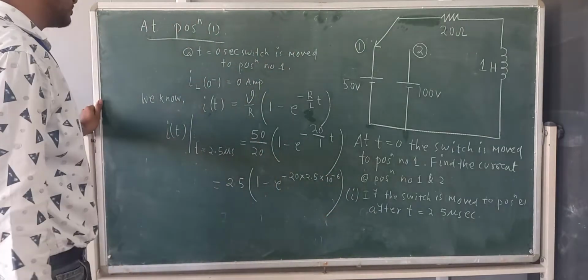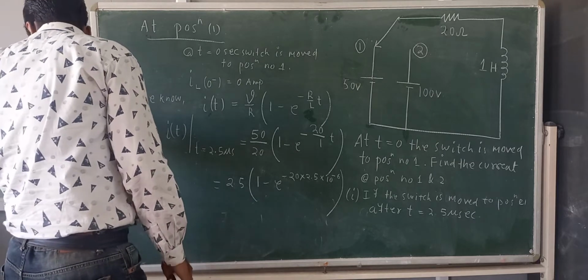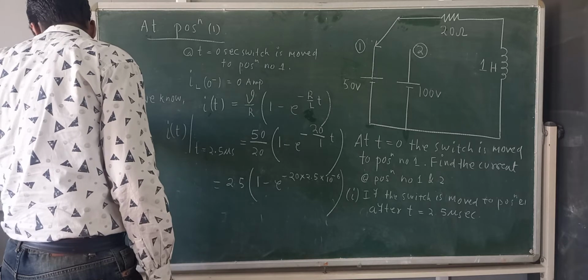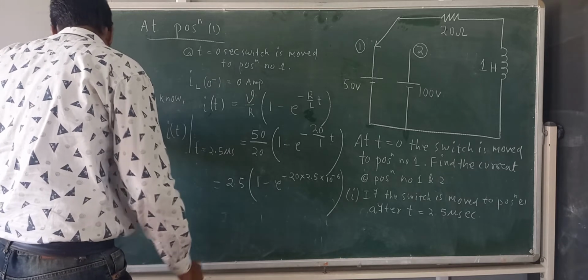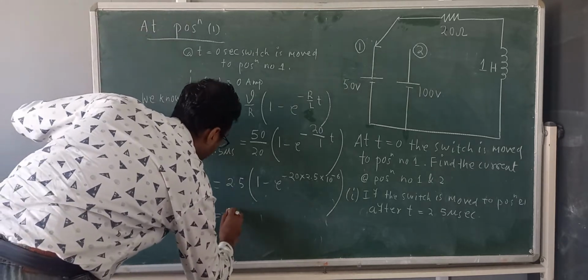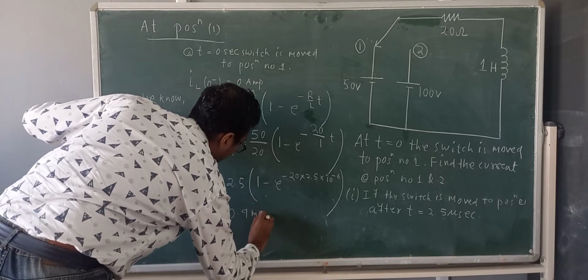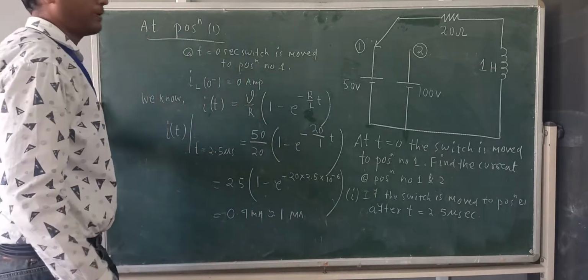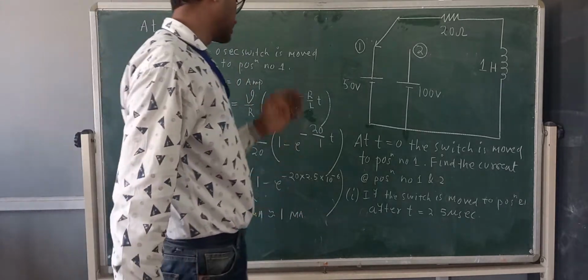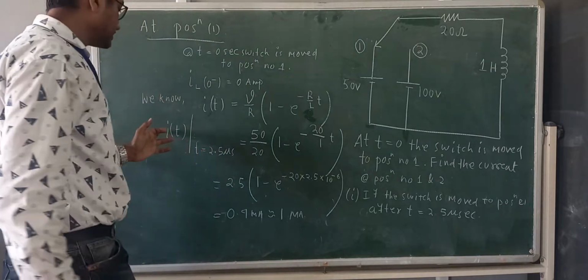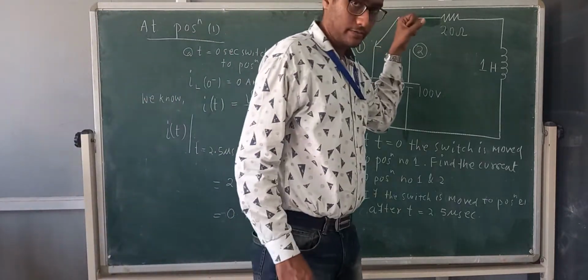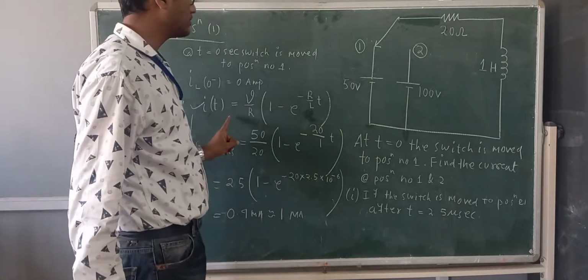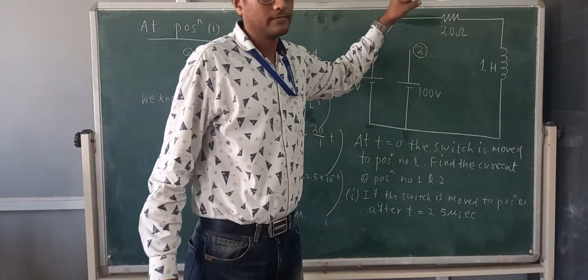So what is this value? You will get this value as 0.9 milliampere, or I can assume this approximately as 1 milliampere. Okay, 1 milliampere I can assume. So this is the current. This is the expression for the current at position 1.